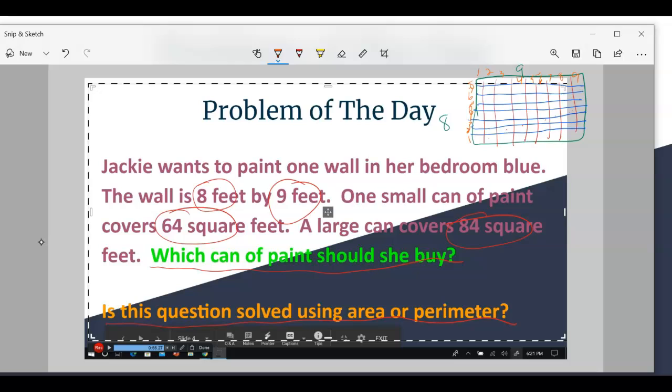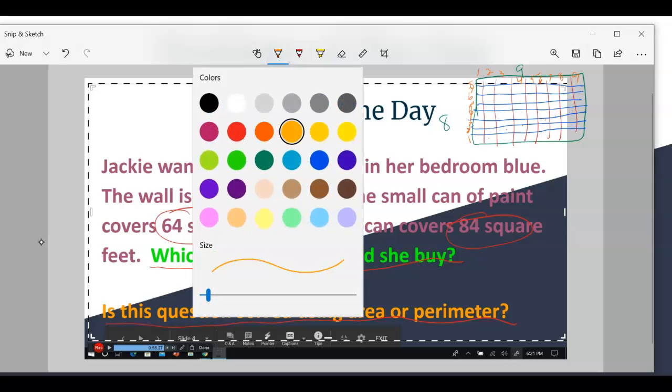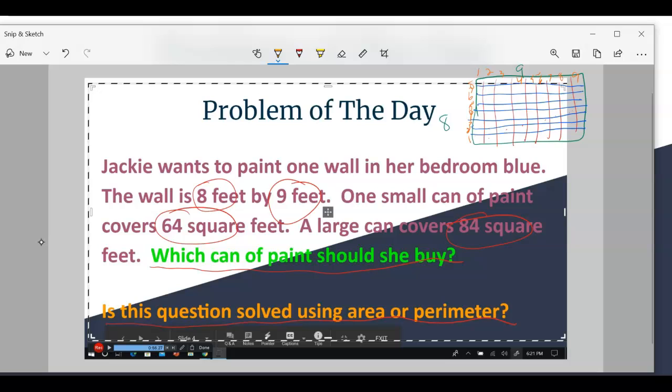Okay, so what we're looking for is which can of paint should she buy. One small can of paint covers 64 square feet. A large can covers 84 square feet. So what we're trying to find is the area on the inside of it. We're trying to find out the area on the inside, and how much paint is needed to be able to cover it all.